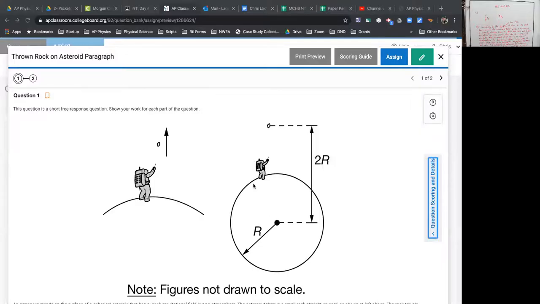All right, boys and girls, this is NTI week number 3B. This is our Unit 2 Forces of Motion FRQs. So let's jump into it.